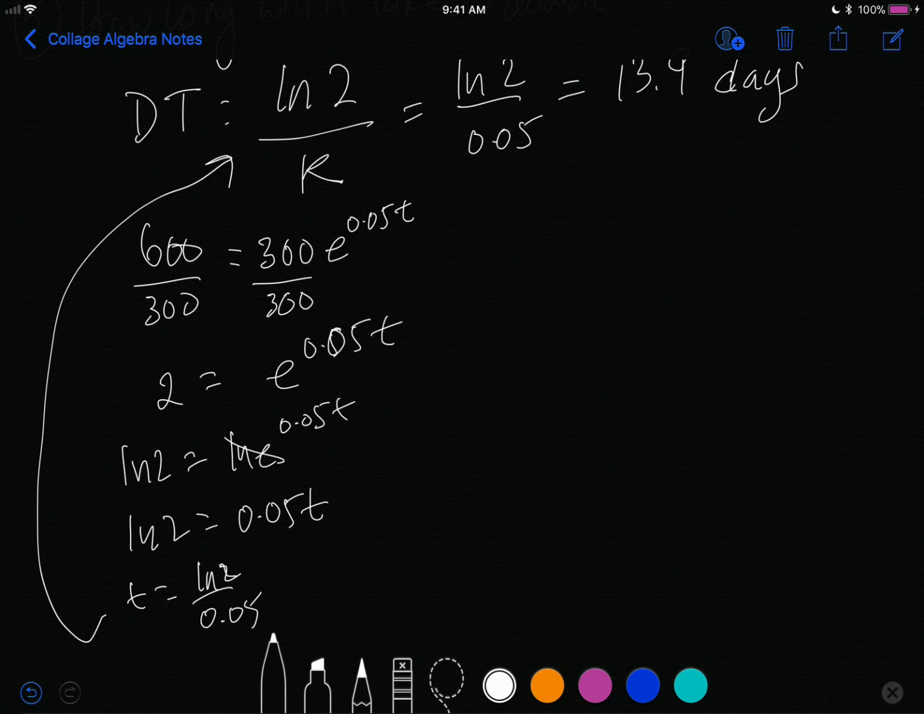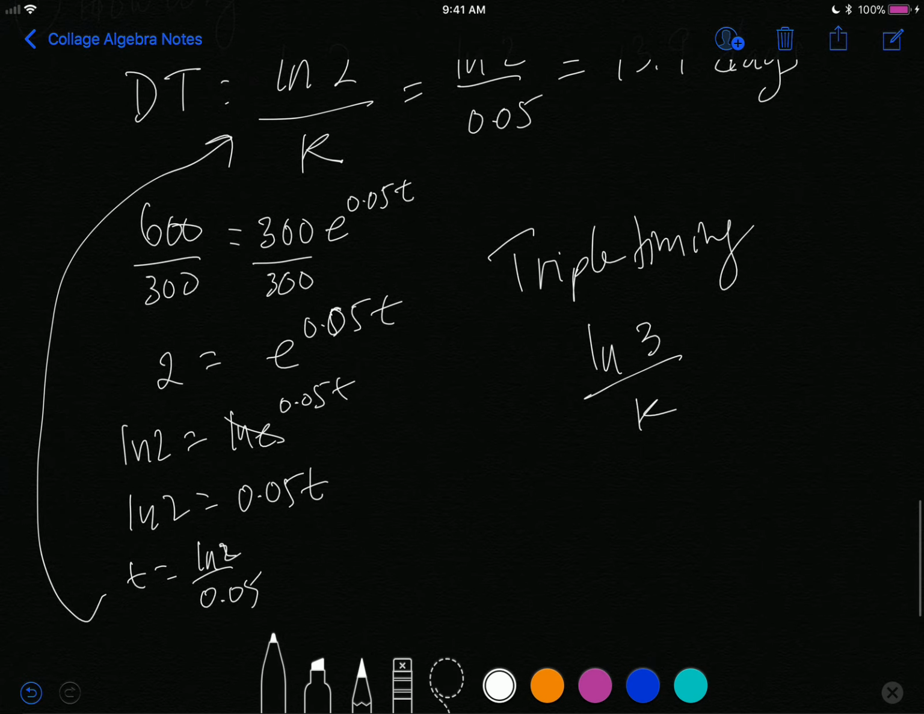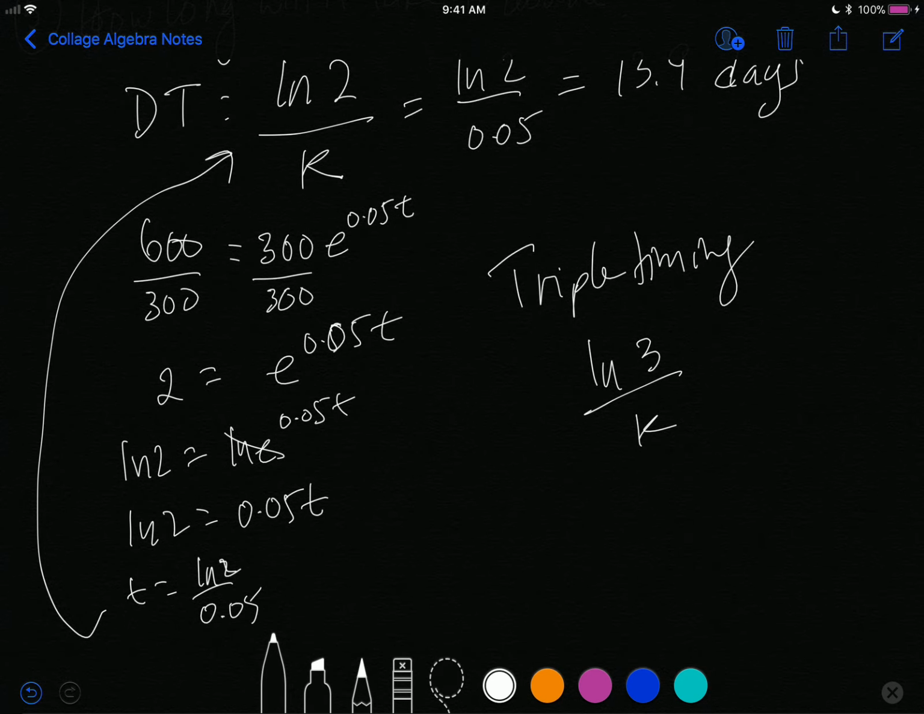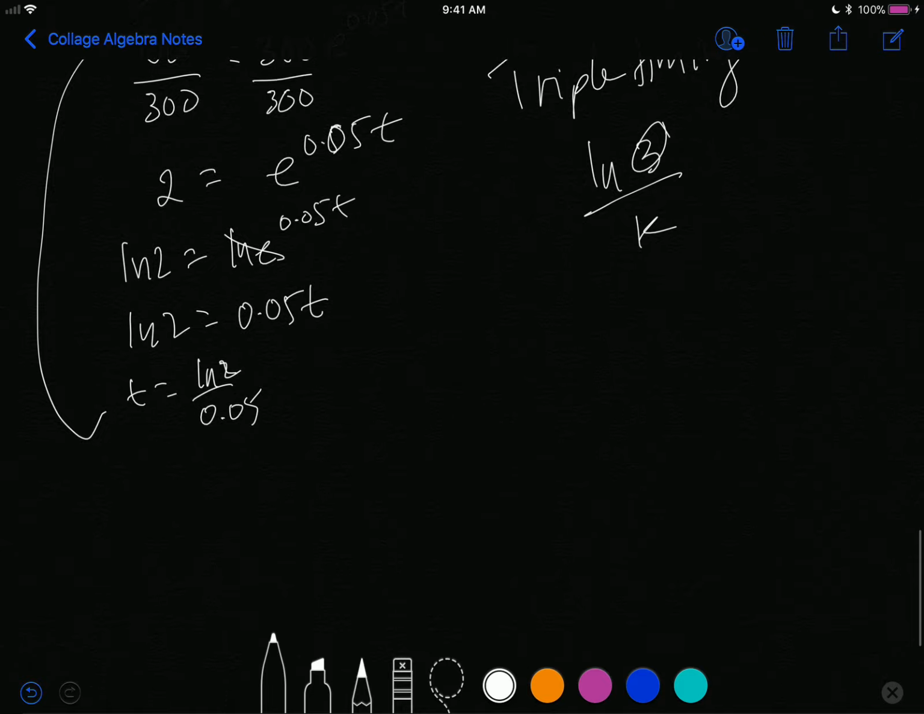So instead of doing all of that, you just need to remember ln 2 divided by k. That's how long it takes for us to double our population. If it was triple timing, how long will it take to triple? It'll simply be ln of 3 divided by k. Quadruple timing and so forth and so on. There's actually a half timing, which is normally called a half-life, and then this is just going to be a half. But we'll get to an example in a little bit.